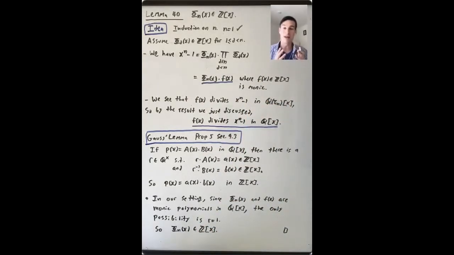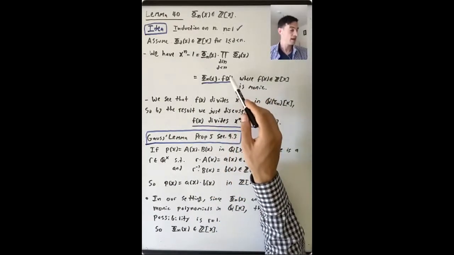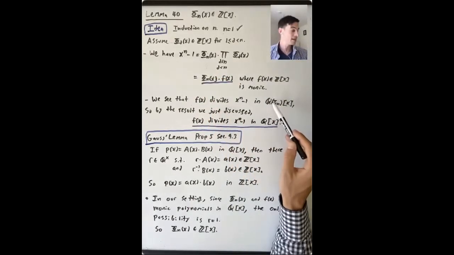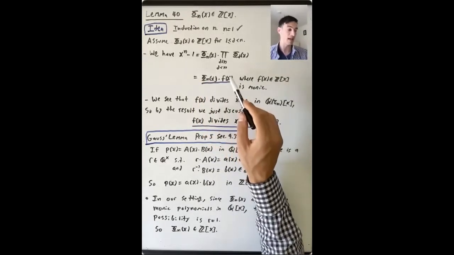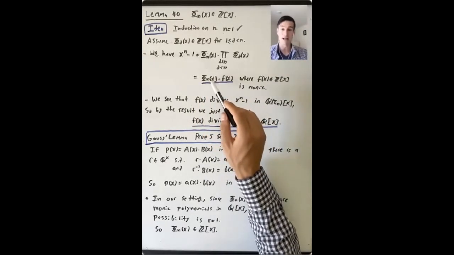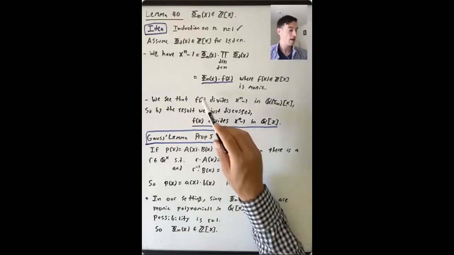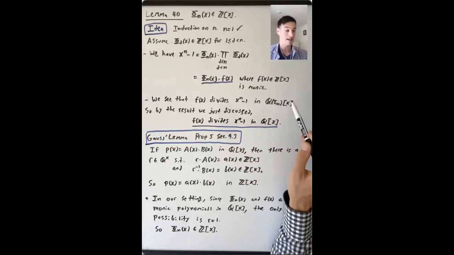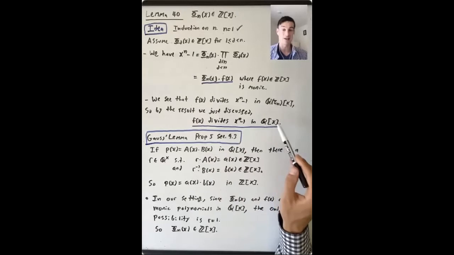So now we're going to apply this result that we were just talking about. We see that f of x divides x to the n minus 1 in Q adjoin zeta n bracket x, that is, x to the n minus 1 equals f of x times some polynomial that's in Q adjoin zeta n bracket x. But by this result that we were just talking about, f of x divides x to the n minus 1 in Q adjoin zeta n bracket x if and only if f of x divides x to the n minus 1 already in Q bracket x.